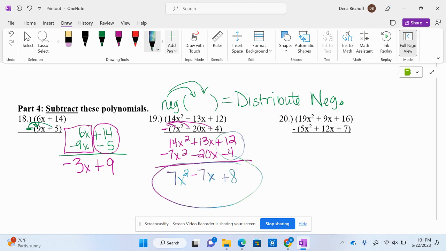Flip over to the next page. And you guys are going to do 21 and 22 all by yourselves. So here's what I want you to do. Rewrite the first polynomial and then distribute that negative through the second polynomial. But be aware, remember that a negative times a negative is a positive.